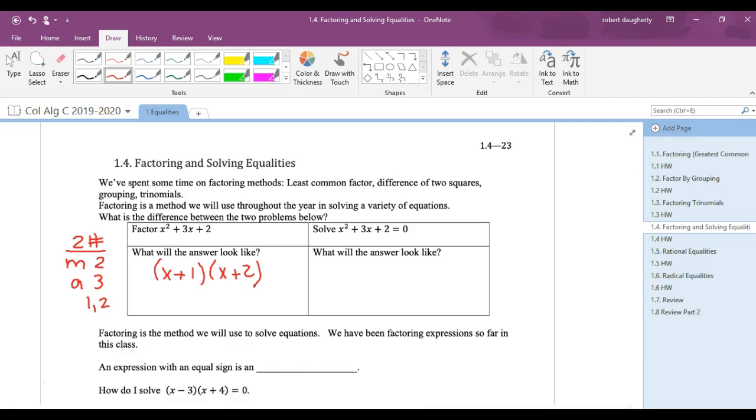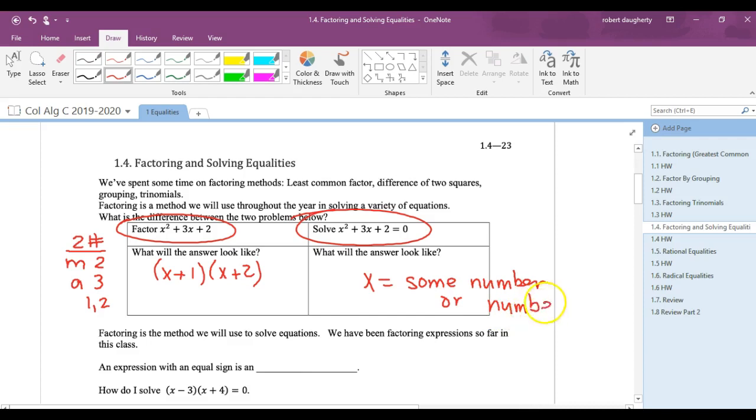Now, what's the difference between this problem and this problem? Yeah, there's an equal sign. The equal sign means it's a what? What's the noun? It is an equation, okay? What does the solution to an equation look like? X equals some number, okay? So the solution to this is X equal some number or numbers, okay? That's what the solution to an equation would look like.